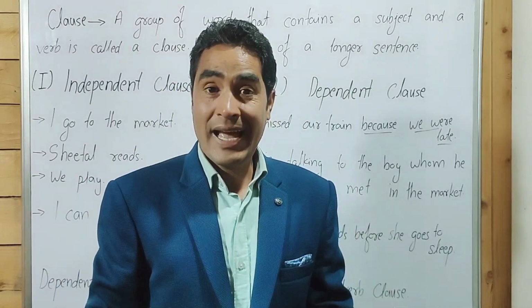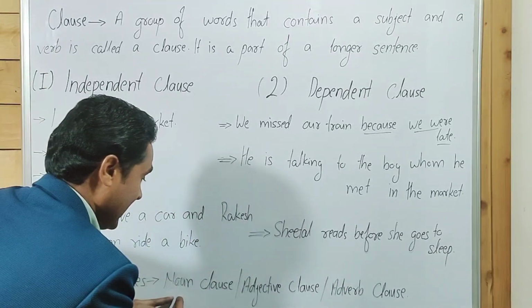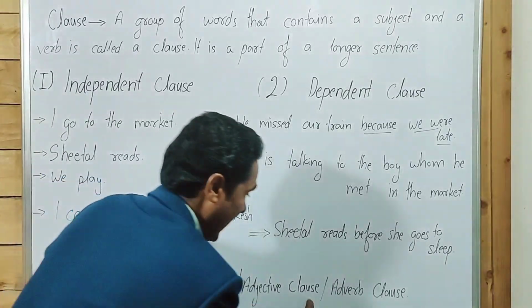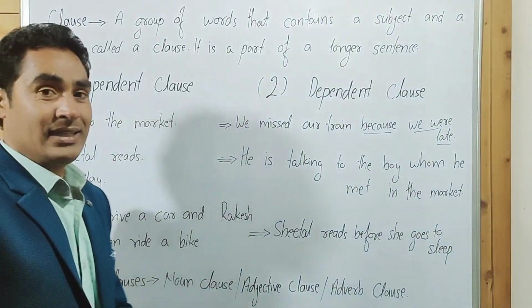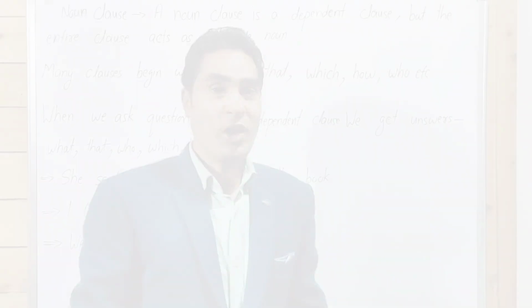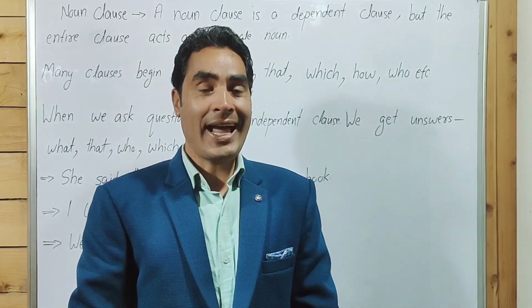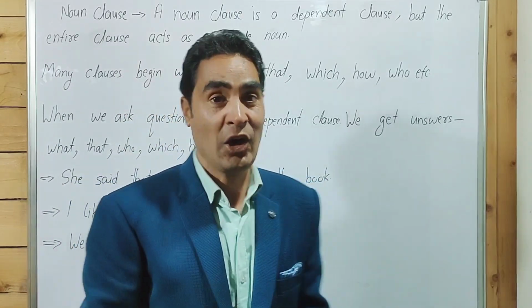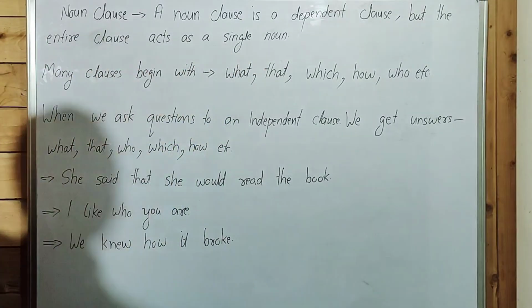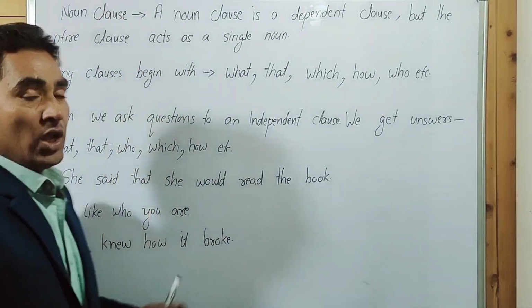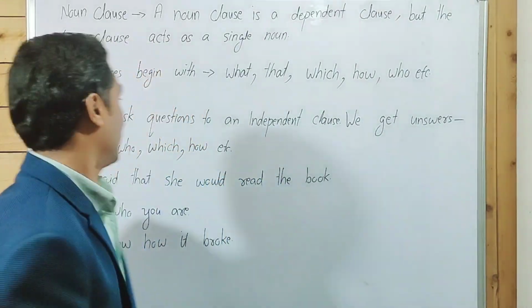My dear friends, a dependent clause has three parts. Three clauses: noun clause, adjective clause, and adverb clause. We will learn about it step by step. A noun clause is a dependent clause, but the entire clause acts as a single noun. Point to be noted: the entire clause acts as a single noun. Many clauses begin with what, that, which, how, who, etc.